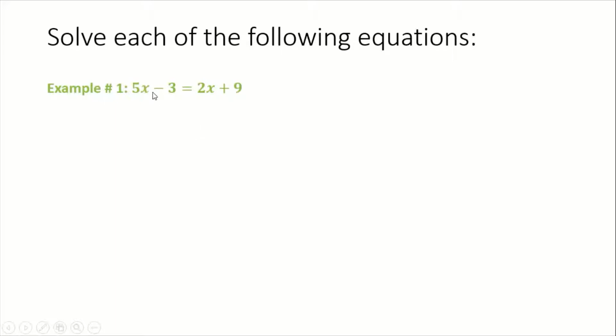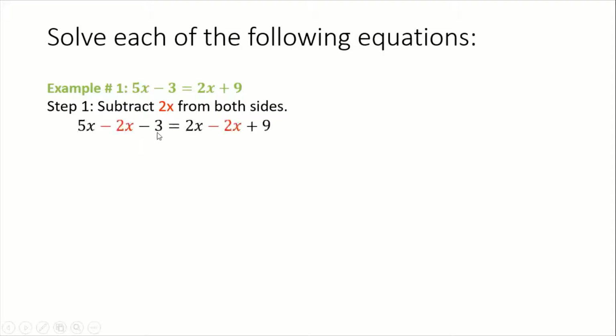We already have 5x on the left-hand side. So how can we transfer this 2x to the left-hand side? We can do that by doing the opposite, right? Note that 2x here is positive. So if we want to transfer this 2x to the left-hand side, we are going to subtract 2x from both sides. How would you state this in your book? We'll state this as 5x minus 2x minus 3 equal 2x minus 2x plus 9.